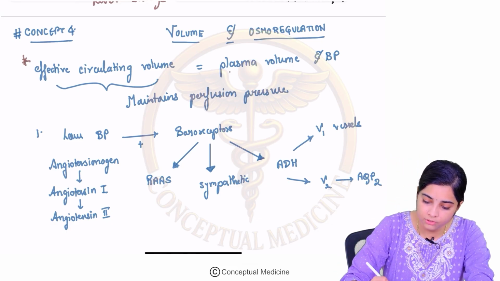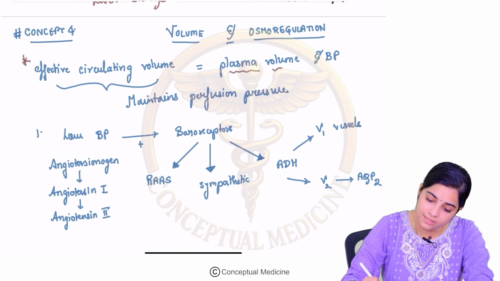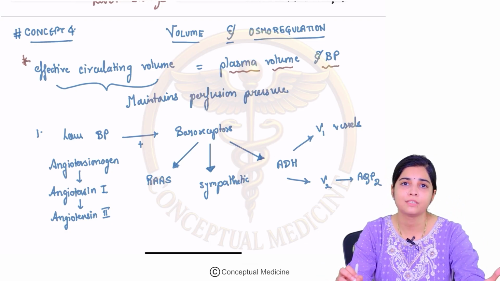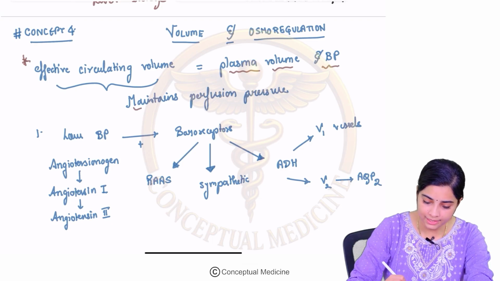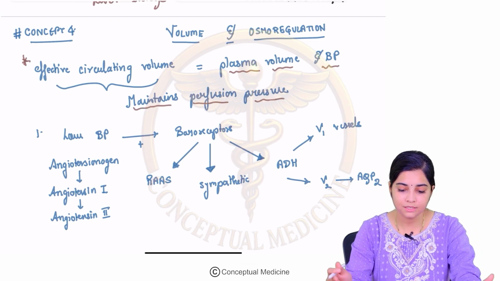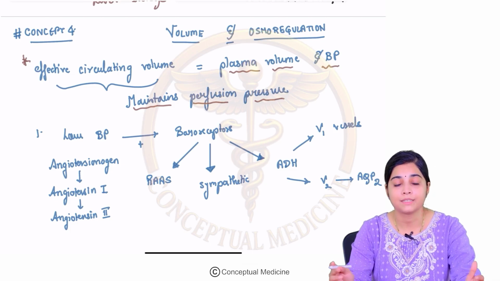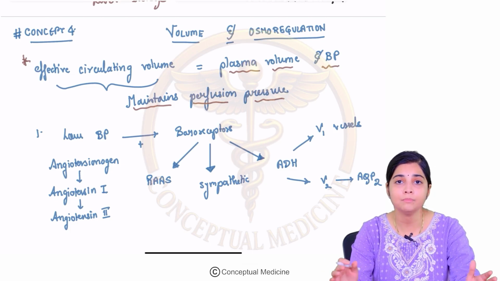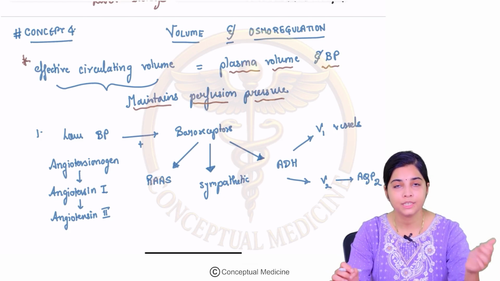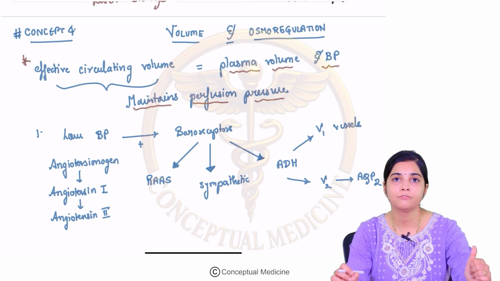Effective circulating volume basically refers to your plasma volume and blood pressure, right? So what is the aim of this effective circulating volume? It helps in maintaining the perfusion pressure. So effective circulating volume basically comprises of your plasma volume and the blood pressure. So what is the main aim of this effective circulating volume? It helps in maintaining the perfusion pressure.